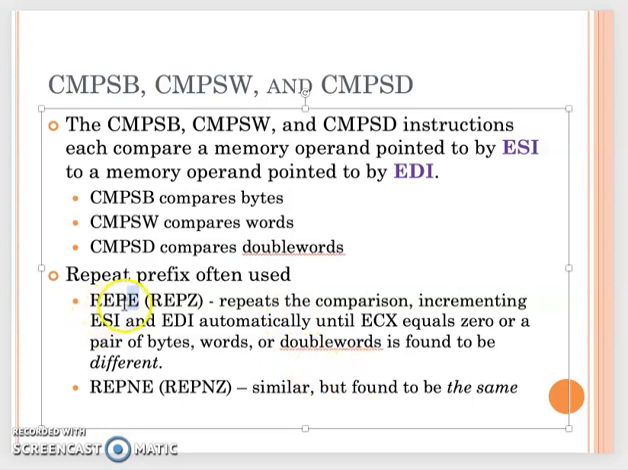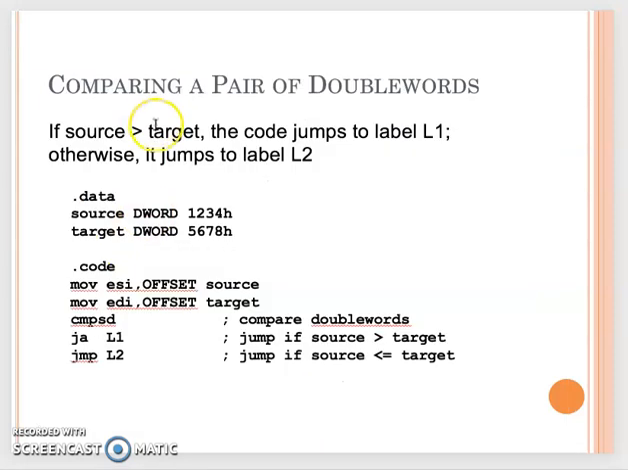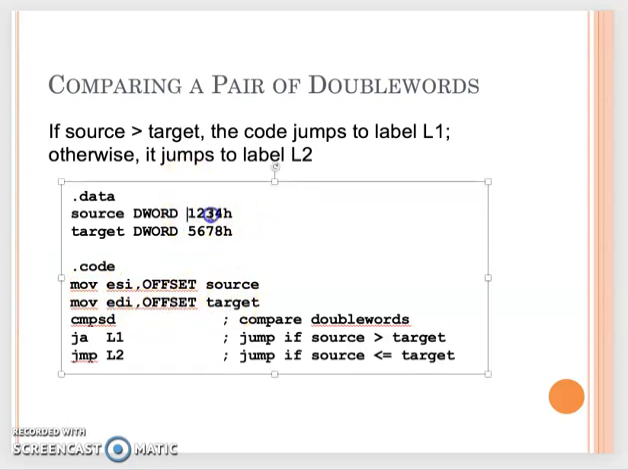So when we do the REPE, we will continue to check if they are equal. If they are not equal, we will break. That will be the same thing for the REPNZ. Now we just see an example where we try only one value. So we have the ESI as the source, the EDI as the target, and you can see their values are different. Not only can we check that they differ, we can also check whether they are greater or less than, right? So if the source is greater than the target, we jump to L1. Otherwise, we jump to the label L2.